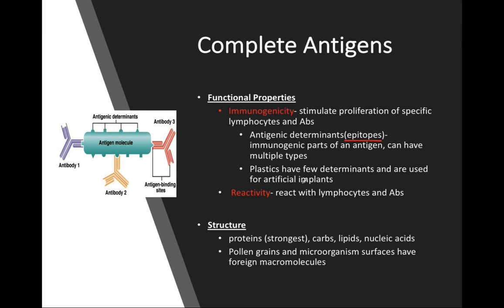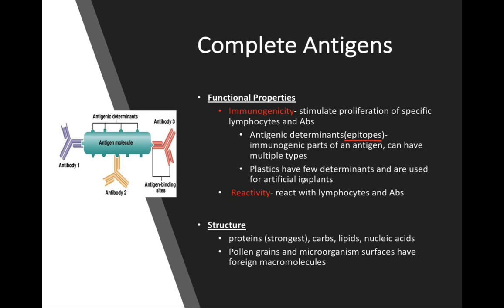Immunogenicity is the ability to provoke an immune response by stimulating the production of specific antibodies, the proliferation of T cells, or both. In other words, immunogenicity refers to an antigen's ability to provoke an immune response. Reactivity is a little bit different. Reactivity is defined as the ability of the antigen to react specifically with the antibodies or cells that it provoked.